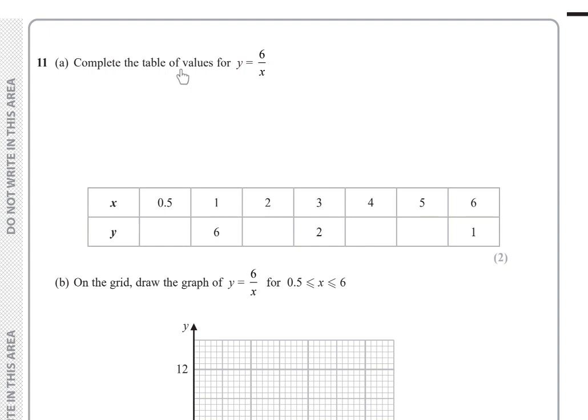11a. Complete the table of values for y equals 6 over x. So substitute x by 0.5. 6 divided by 0.5 equals 12. So just write 12. Then put x equal 2. So 6 divided by 2 equals 3. So 3. Same. Substitute x by 4. 6 divided by 4 equals 1.5. Now substitute x by 5. 6 divided by 5 equals 1.2. So just write 1.2.